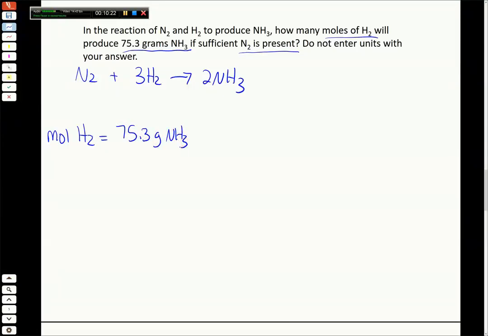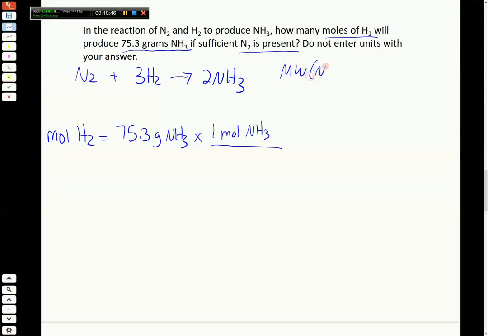Alright, so remember that stoichiometric coefficients have nothing to do with grams, they're all about mole ratios. So whenever we're given an amount that's a mass amount, we need to convert it into moles first. So when in doubt in a stoichiometry problem, convert to moles. That's never a bad thing to do. So we're going to convert to moles of NH3 by using the molar mass. We have to calculate that.